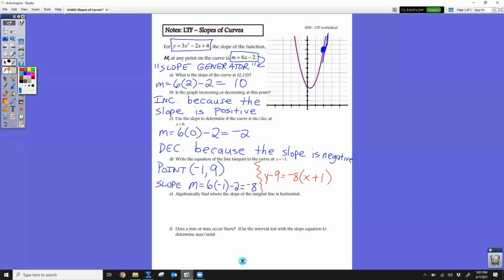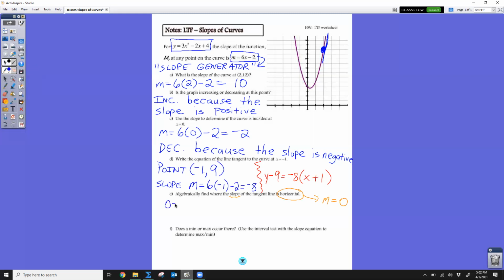Let's see if this orange pops up here. Algebraically, find where the slope of the tangent line is horizontal. Well, if we're talking about a slope where it's horizontal, that would imply that our slope is equal to 0. So basically we're trying to figure out when is our slope 0. So we go to our slope generator.